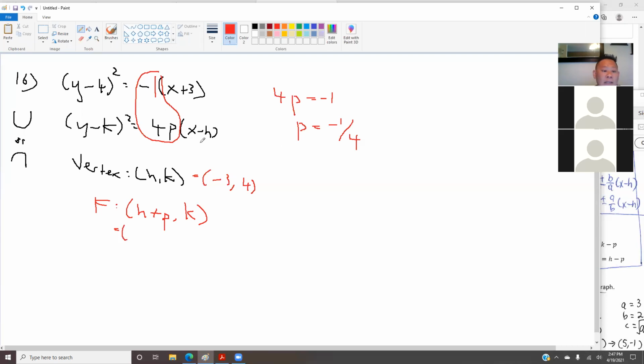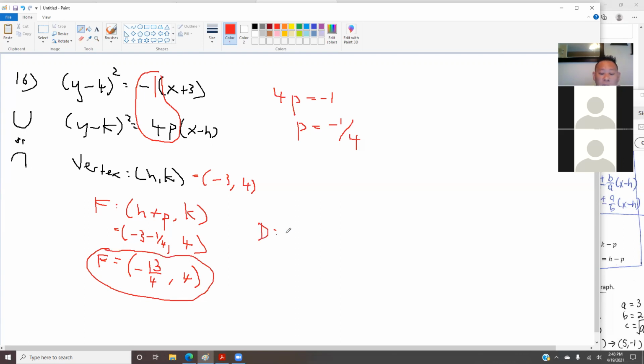h in this case is -3, that you found on your vertex, minus 1/4 because your p is -1/4. k instead is 4 because it's a 4 here. So anyone know what -3 minus 1/4 is? That's 3 times 4 plus 1, so -13/4. So this is your focus point.